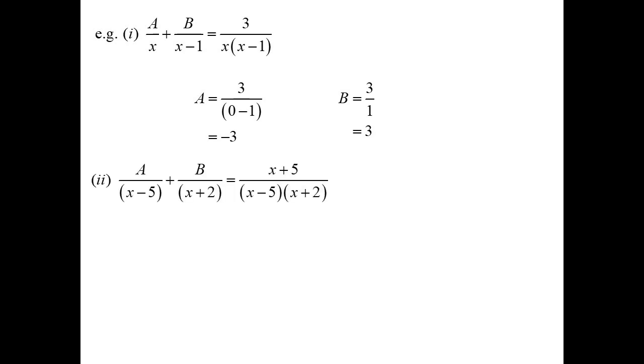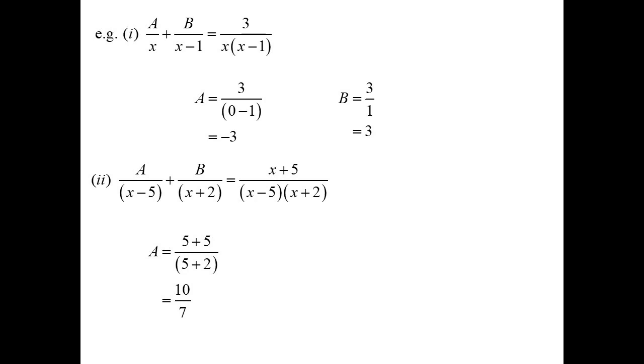So on this one, if I wanted to find a, I'll cover up the x and I'll substitute in, well, it'll be 0. And so I'll get 3 on -1. A is -3. Now to work out b, I'll cover up the x minus 1 and I'll substitute in 1. Essentially, it's whatever makes the denominator 0. That's what you're substituting in. And so we get 3. There's our answer.